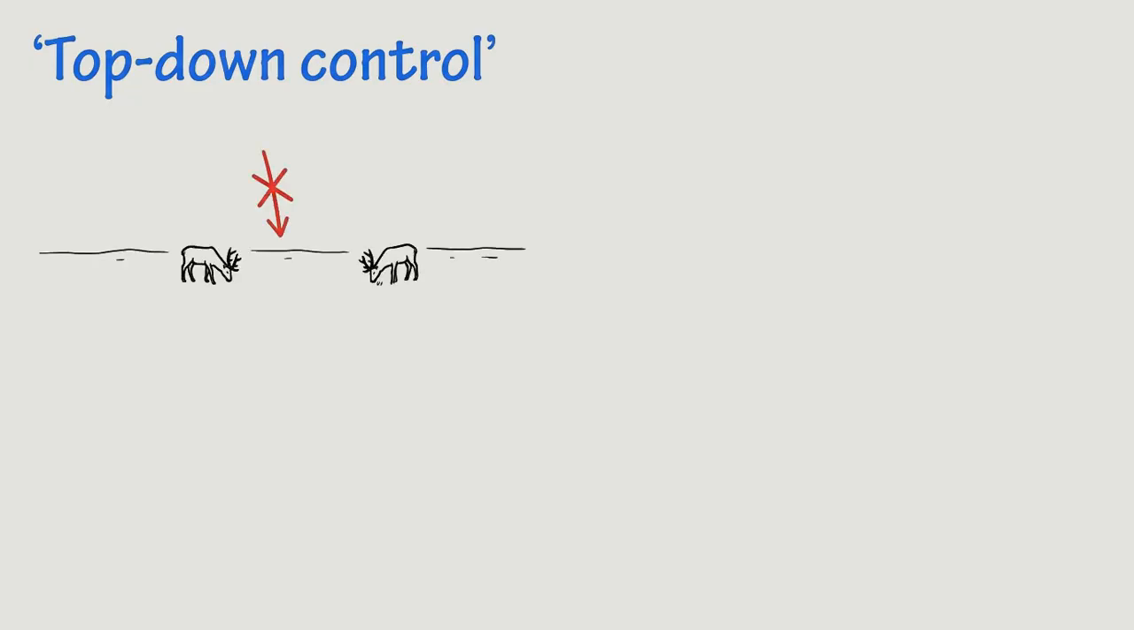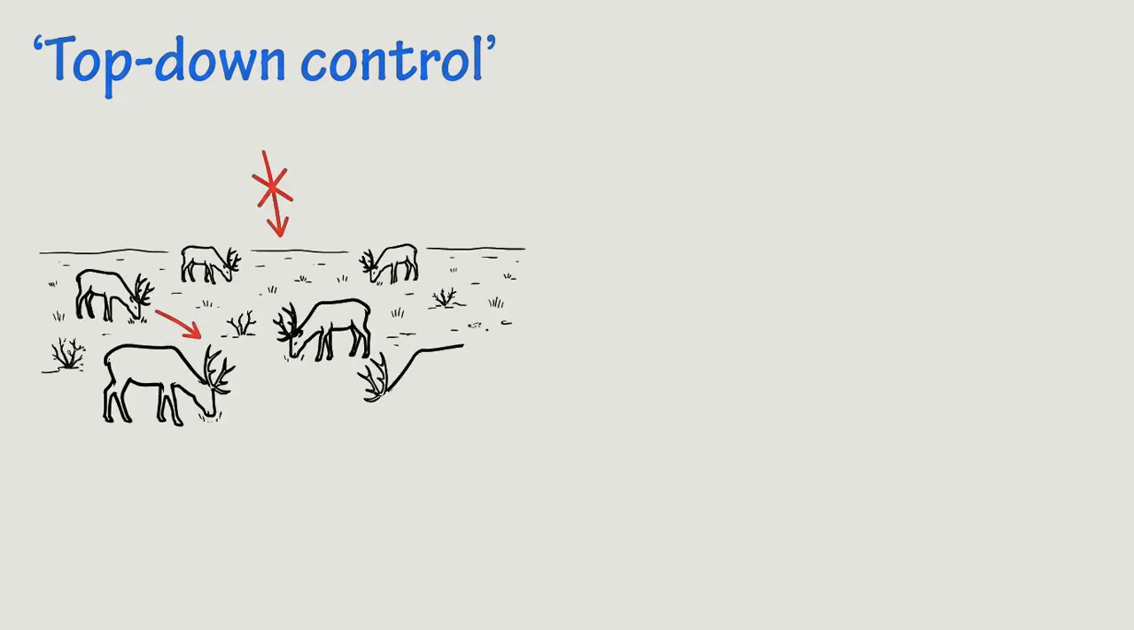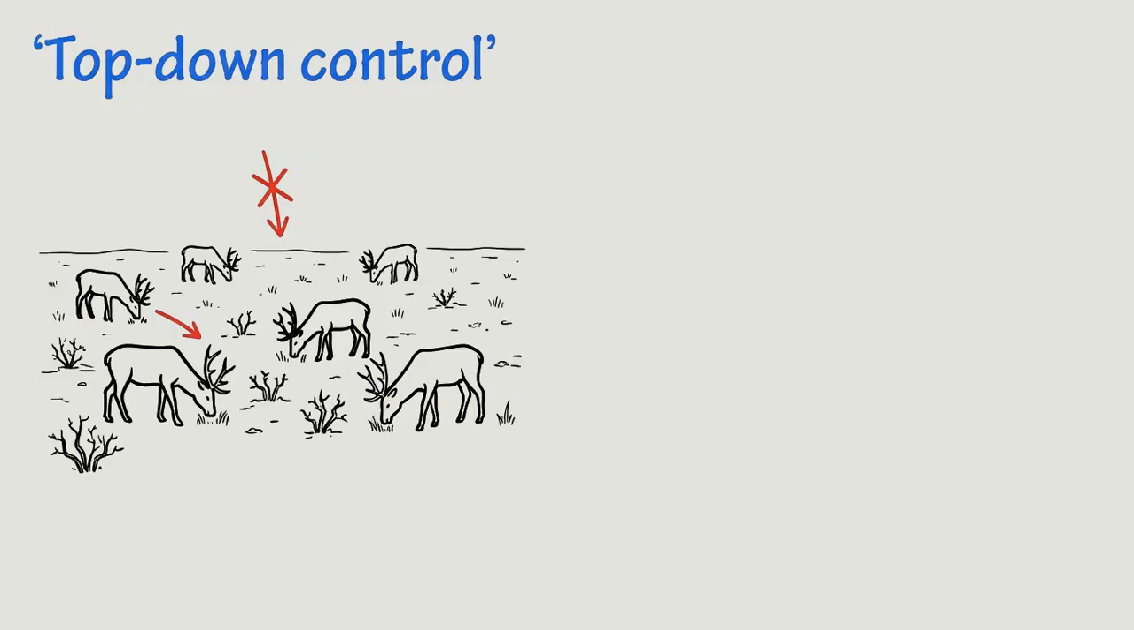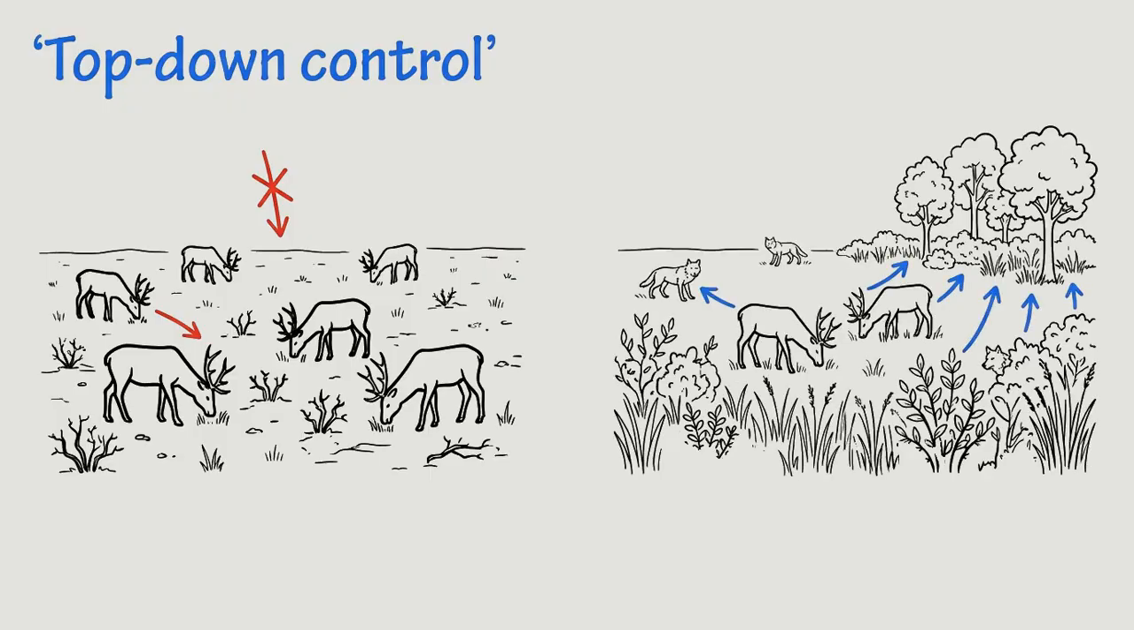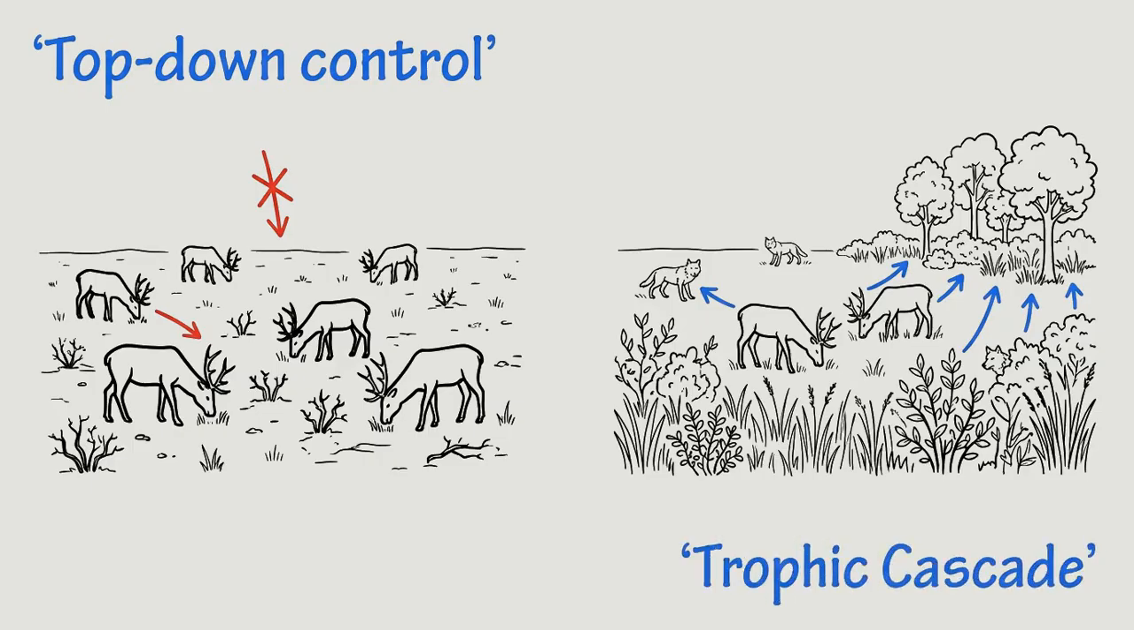One common way keystone species work is through top-down control. Predators like wolves or sea otters limit herbivores or grazers. When wolves were removed from Yellowstone, elk numbers rose and overgrazed vegetation. When wolves returned, plant communities recovered, affecting birds, beavers, and even river shape. This chain reaction is called a trophic cascade.